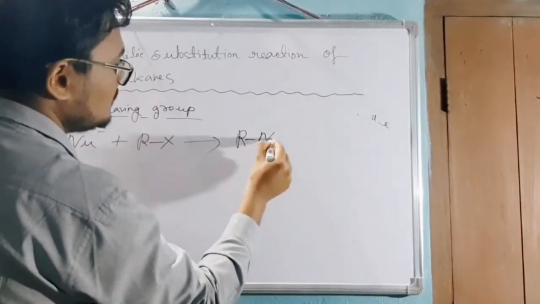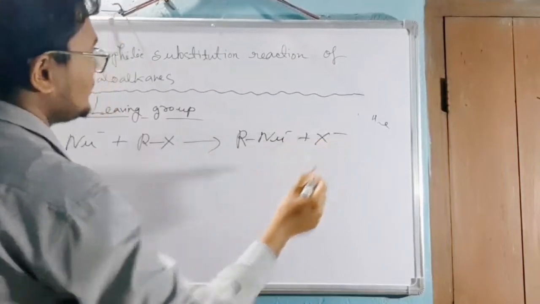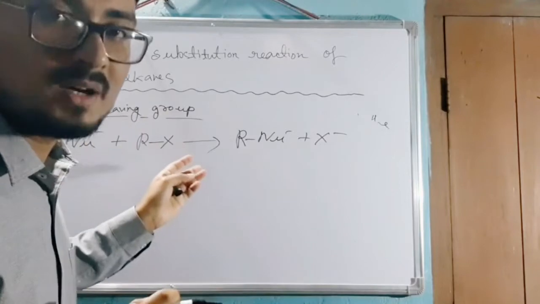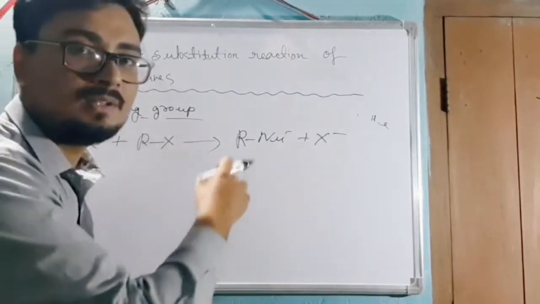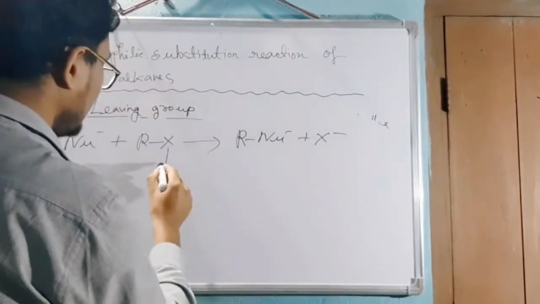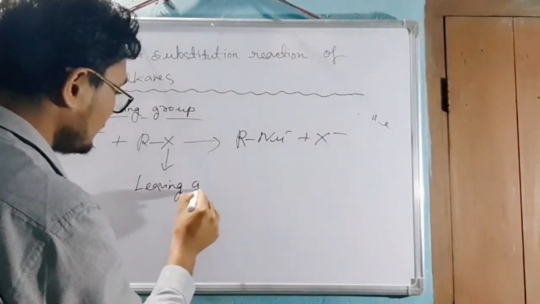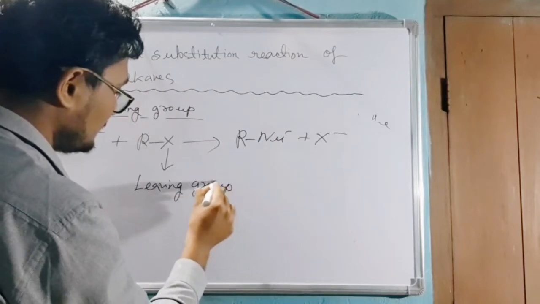So, for example, this is a nucleophile plus RX goes to R nucleophile plus X minus. Here what will happen? The nucleophile will enter and this will come out. This is a leaving group.